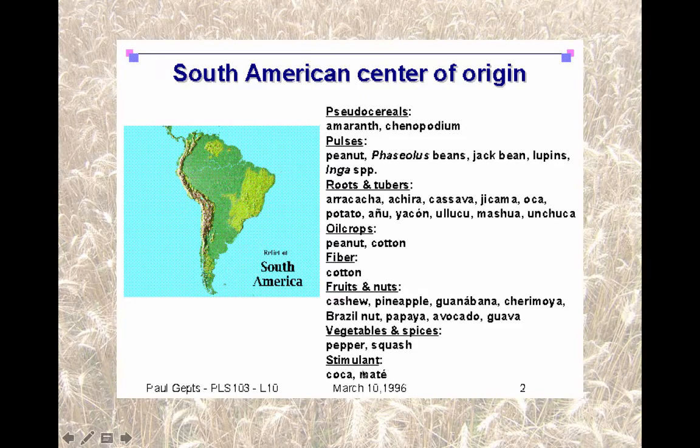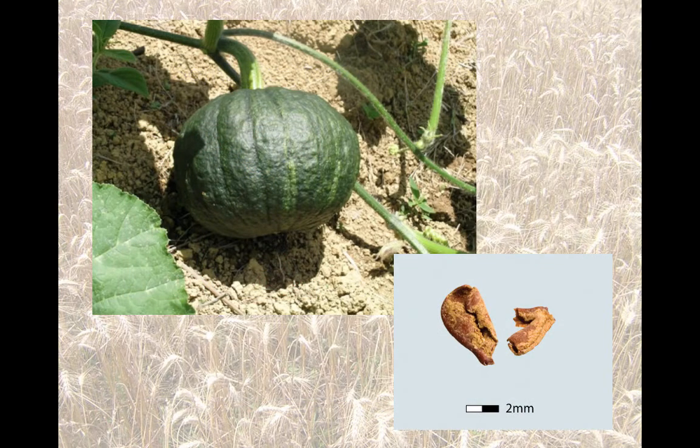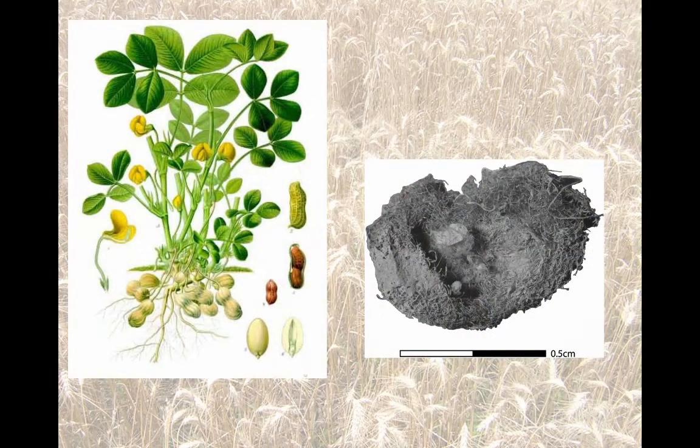We'll be trying some mate in class, yerba mate. There's some squash again. And this is peanut, and some of you may not realize that the peanut is actually, it flowers, but then once the flower is fertilized, it actually buries itself into the ground and the fruit develops underground. So you have to dig up peanuts, which is kind of neat. There's a fossilized one there.